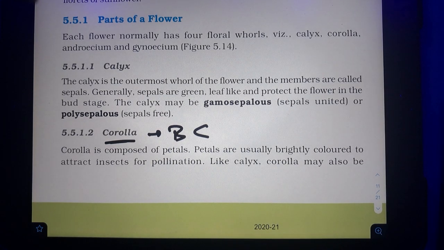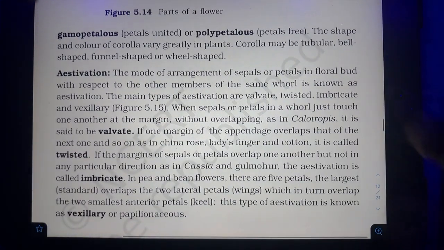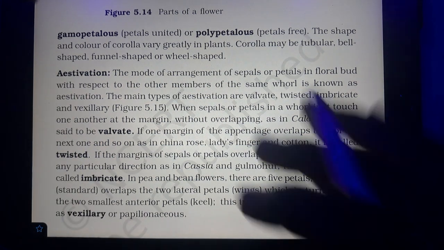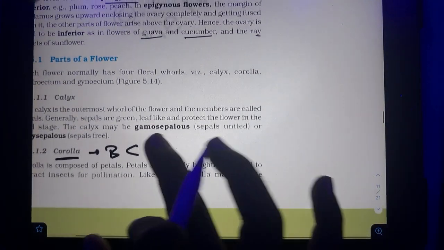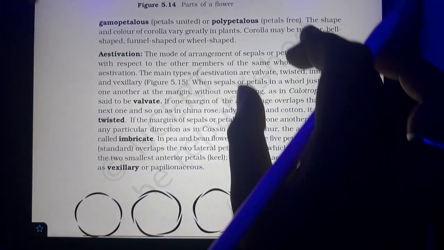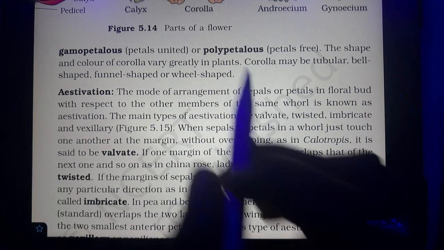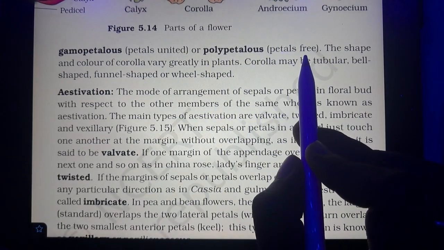And like calyx, corolla may also be gamopetalous. Gamopetalous means the petals are united. In the case of calyx, it is known as gamosepalous, and polysepalous means the sepals are free. Here it is gamopetalous, the petals are united, they are fused. Polypetalous means the petals are free.